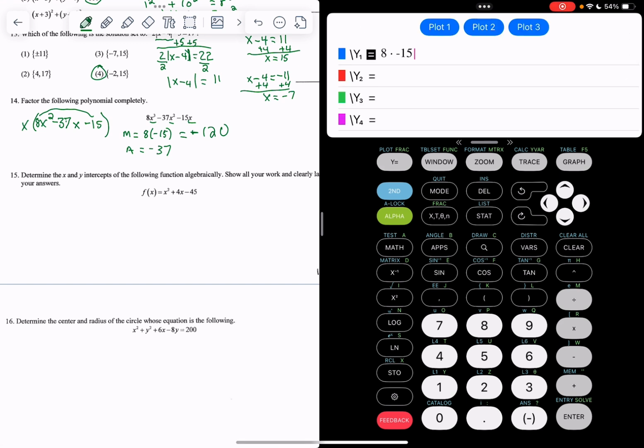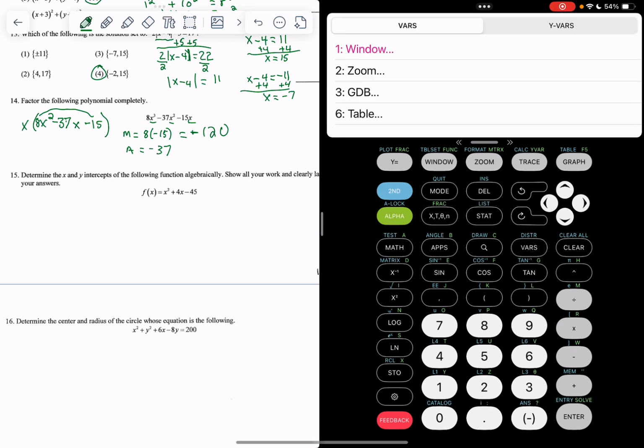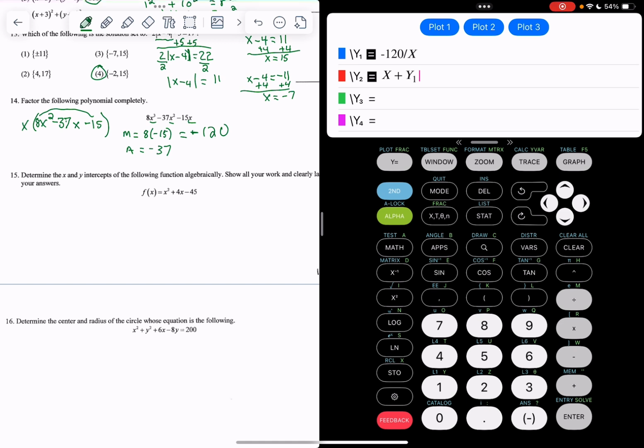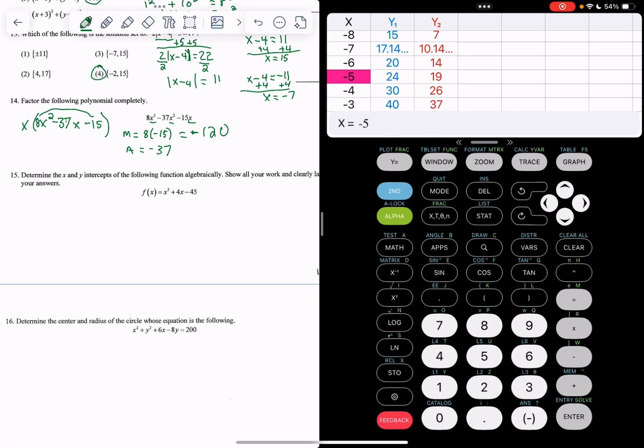We're going to go up. We're going to clear that. And we're going to put in negative 120 divided by x. And then we're going to do x plus y1. X plus vars, move it over to y vars. Hit enter, and number 1. Okay, and then when we go to the table, we're going to look in the last column for negative 37.